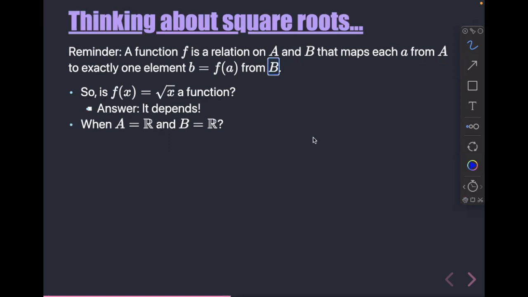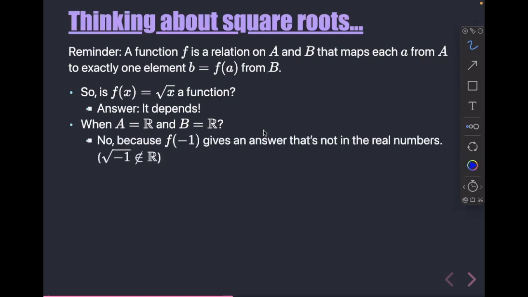So if A and B are both the set of real numbers, then it's not going to be a function. As I was talking about previously, if you input -1 into f, then you're getting the square root of -1, which is an imaginary number, and that's not a real number. So you're not mapping to B, so it's not a function. This input from A is not giving us a result from B.